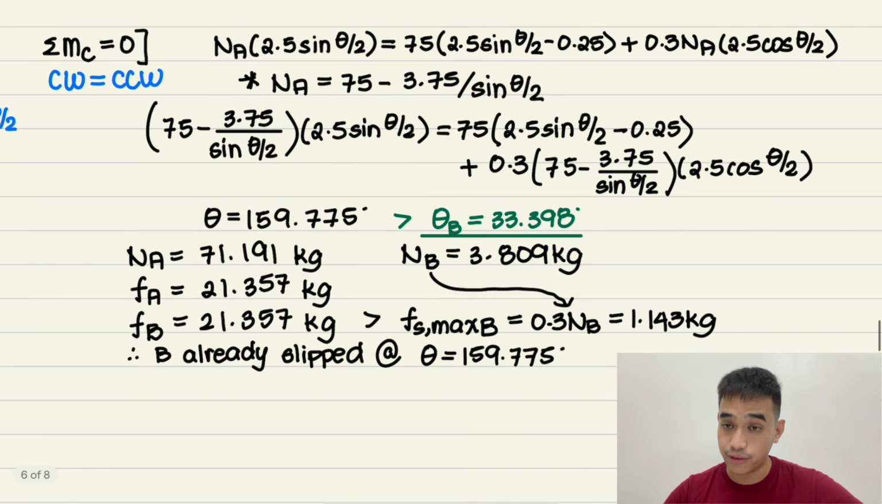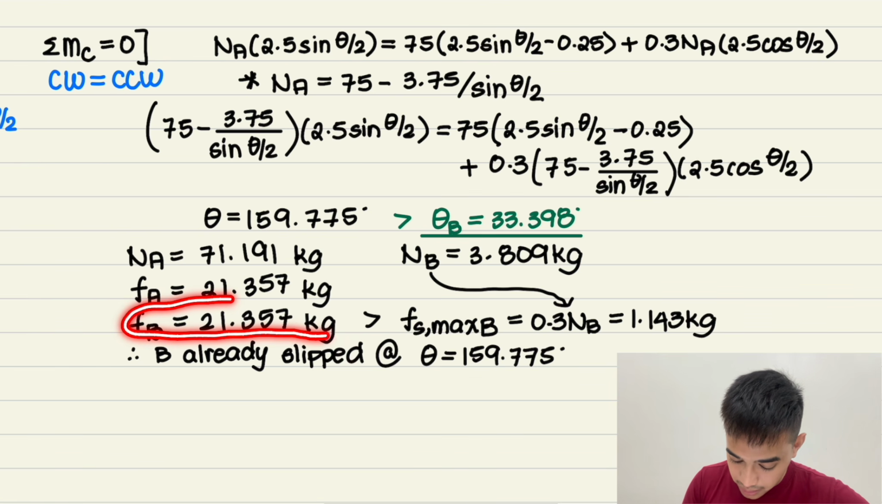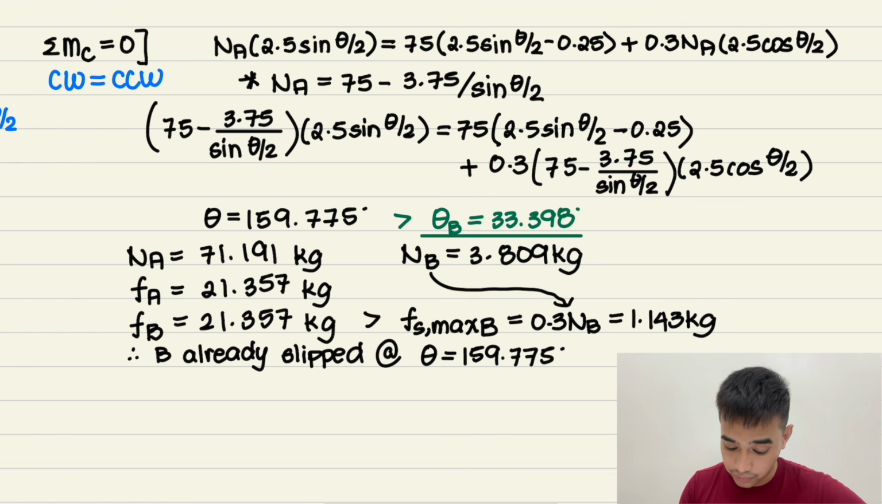But if we did verify more using this angle in order to solve our various forces, we can see that our solved FB will be 21.357 kilograms, but our Fs max B for the given NB is 1.143 kilograms. This means that our point B is already slipping, has already moved, because the needed force for it to move is 1.143 kilograms, but it's already experiencing 21.357 kilograms of force.